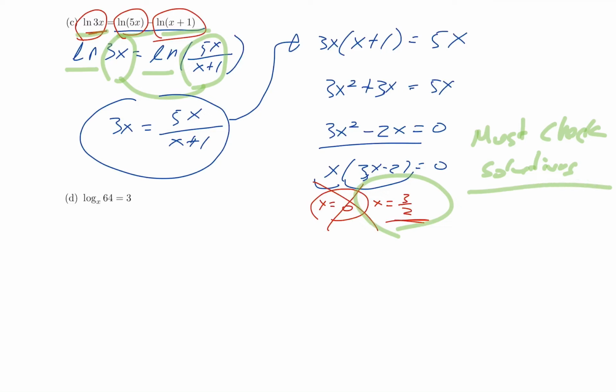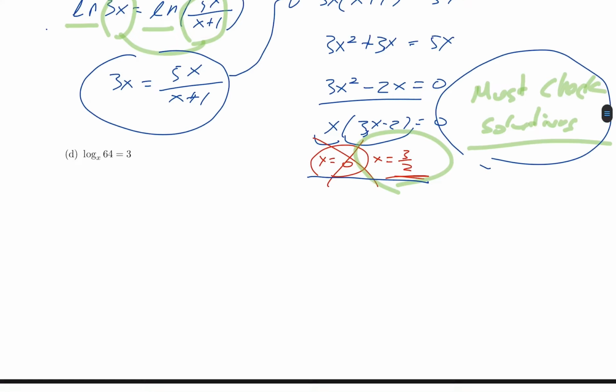Only on logs though, because for exponential functions, the domain is everything. So if you write both 0 and 2 over 3, it'll be incorrect, because knowing that you have to check the domain is one of the main parts of the problem. It's not like you write both of these and you get half credit. No, because then you're not thinking about what natural log or log is. So remember, you have to check the domain always.